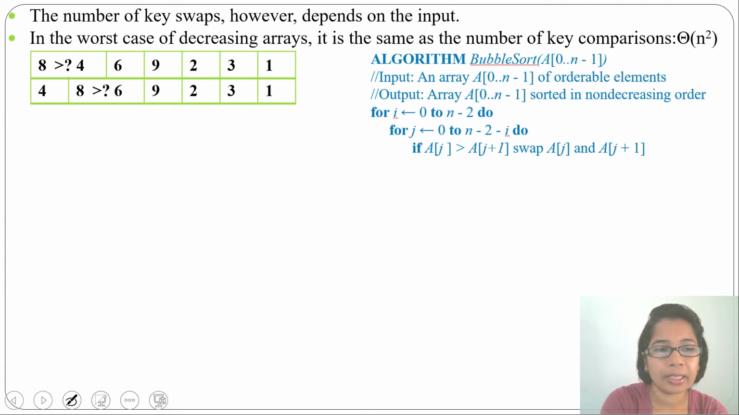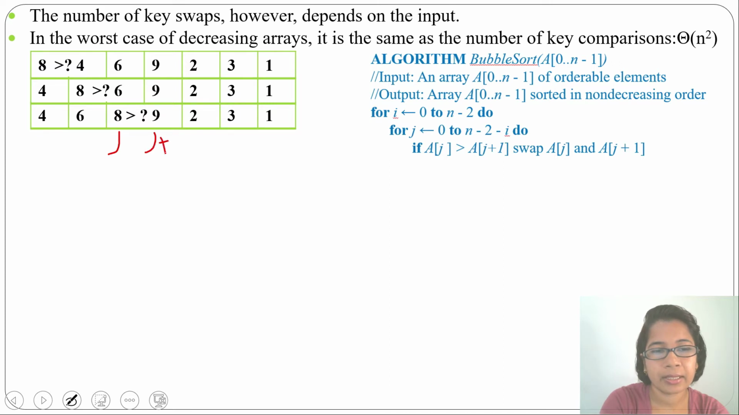And j value will increase. Now this is our j and this is j plus 1. Again we'll compare if a of j is greater than a of j plus 1. Is 8 greater than 6? Yes. So we'll swap a of j with a of j plus 1. After swapping, we got this. Now this is our j and this is j plus 1. And again we'll check if a of j is greater than a of j plus 1. Is 8 greater than 9? No. As the if condition isn't satisfied, we'll not swap.